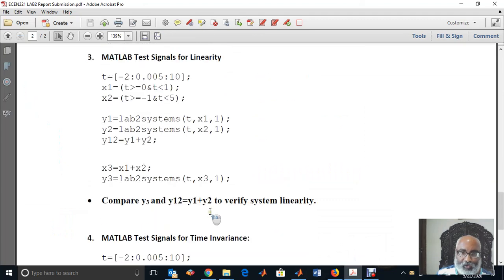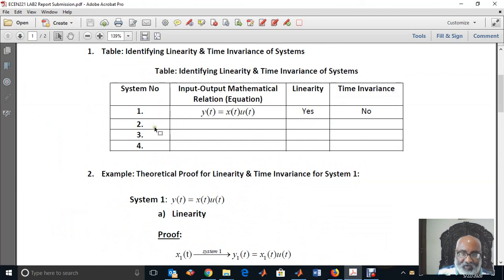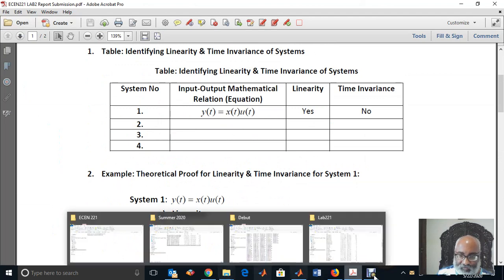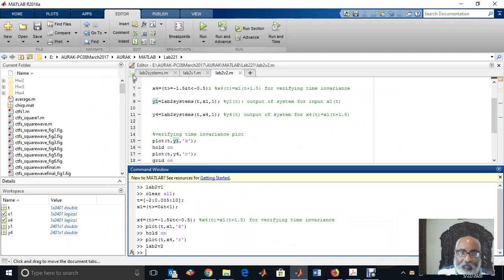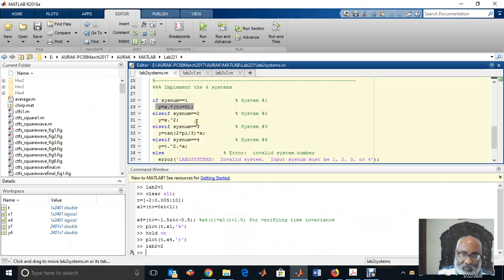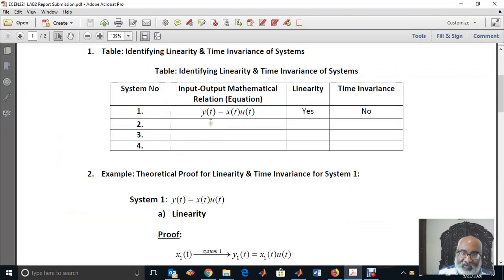So what you should do is this exercise for systems 2, 3, and 4. You will get these systems from the lab2 systems function. As I said, if the system number is 2, this is the expression; if system number 3, this is the expression; if system number 4, this is the mathematical expression. So you change it and write it in a form like x of t and y of t. So you will complete this table.